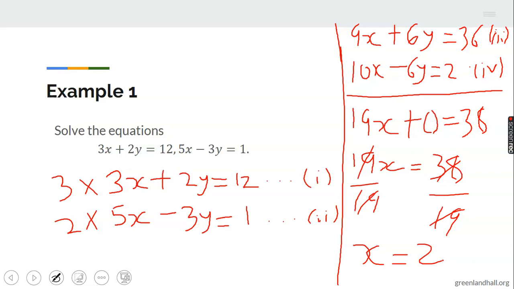Now, you can use either of equation 1 and 2. Please don't go and make a mistake. Don't go and use equation 3 and 4. You can use either of equation 1 and 2 to solve for y when x equals 2.